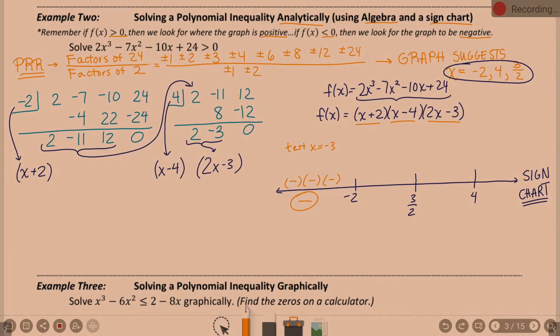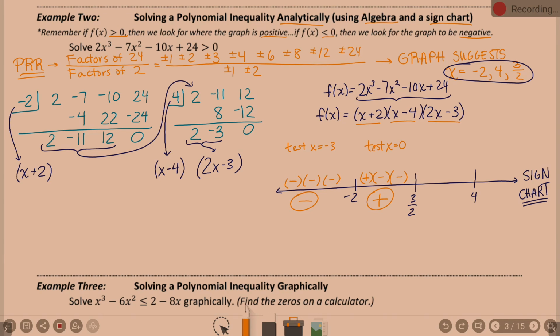Something between -2 and 3 halves. I'm personally going to use 0, definitely. What do you know about 0 plus 2? It's positive. 0 minus 4? It's negative. 2 times 0 minus 3 is negative. What do you know about positive times a negative times a negative? It's a positive.